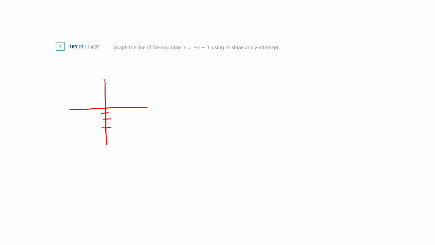1, 2, 3. So my starting spot is -3 on the y-axis. My slope is -1/1 because I want to have everything I need for a slope. So down 1, over 1. Now let's do our old trick here where I'm going to give the minus to the bottom instead. Remember, I can do that. So I'm going to go up 1, back 1. And there's my line.